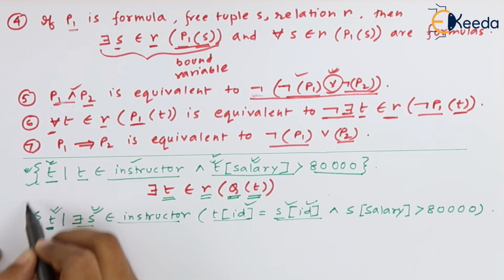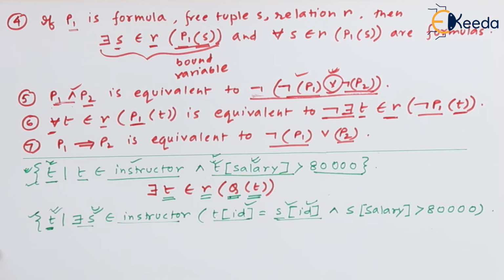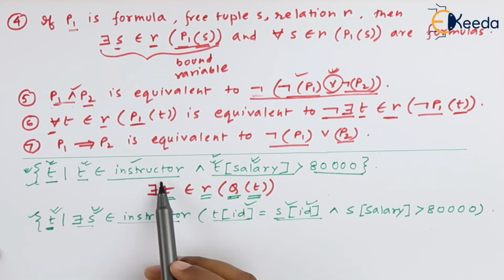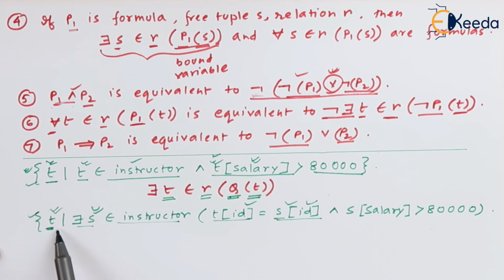So the difference between this one and this one, which is basically the same query or the same question, with salary greater than 80,000: here I am using only a single tuple for checking and also selecting, and here I am saying that there exists some tuple S that belongs to the instructor relation and satisfies two conditions, that the ID attribute of tuple S matches the ID attribute of tuple T and the salary of that particular S tuple is greater than 80,000. So this will give me the same result but written in different ways.